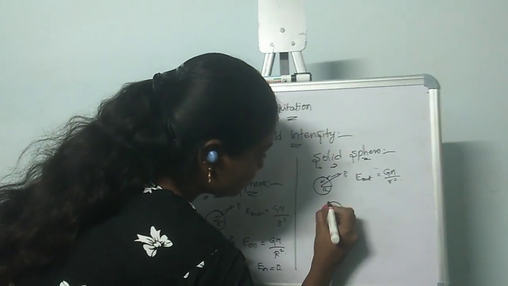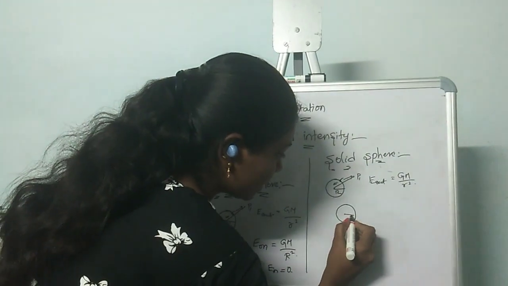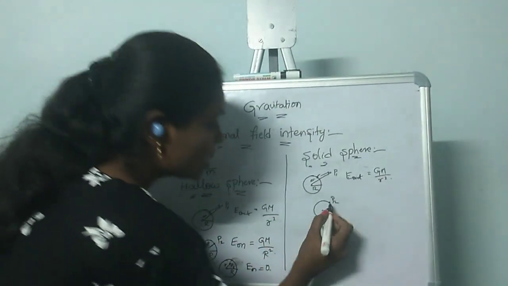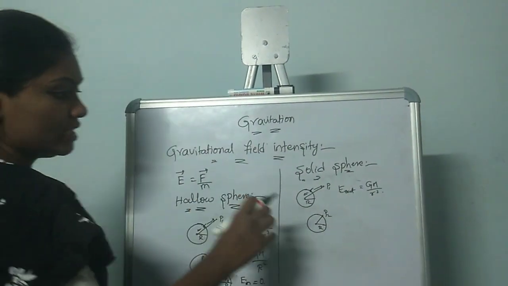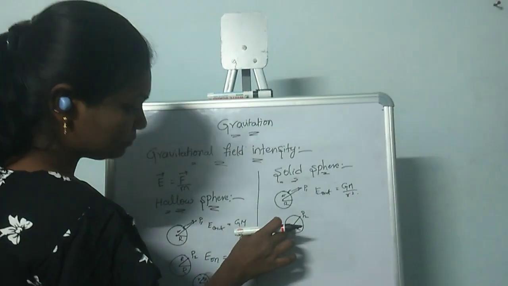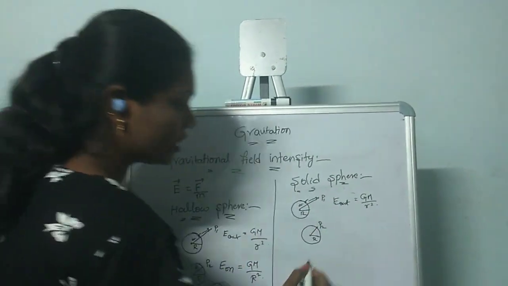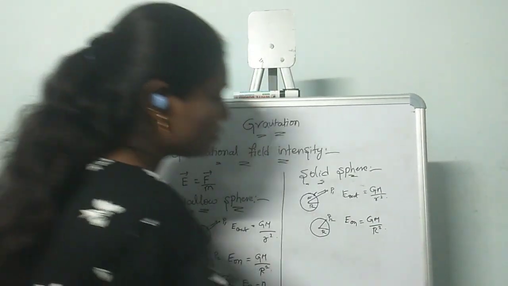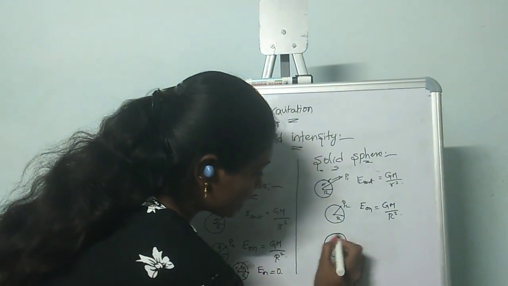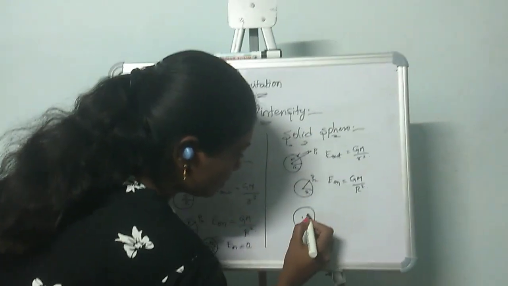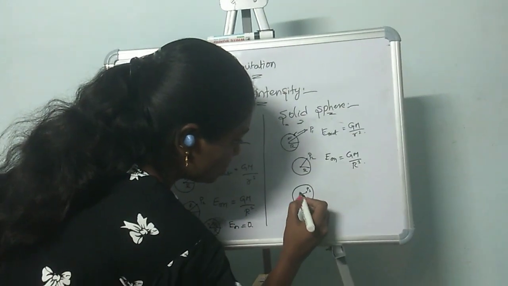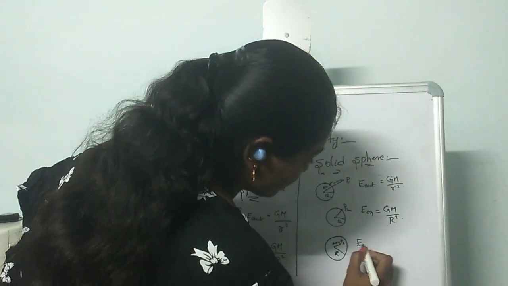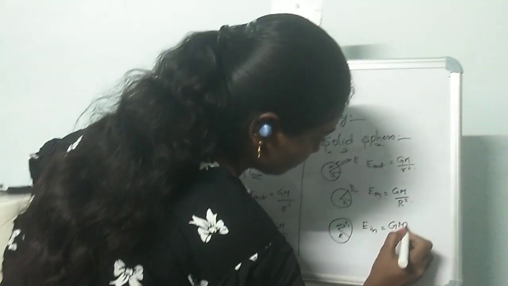When a point P2 is kept on the surface of the solid sphere of radius R, the gravitational field intensity between the center of the solid sphere and that point is E on surface equal to GM by R square. For the last one, solid sphere inside: point P3 is at a distance r, smaller than capital R. So E inside is GM r by R cube.